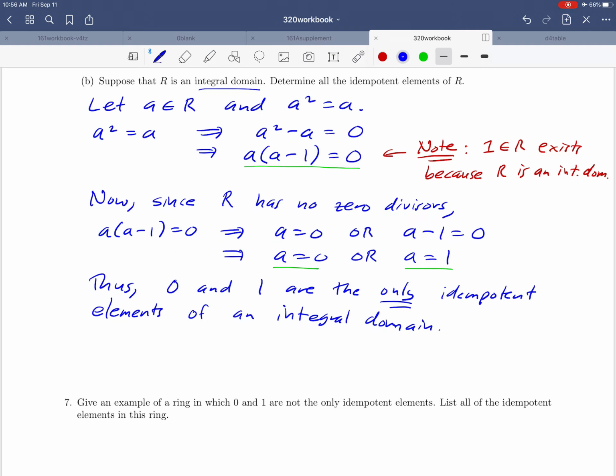So maybe an interesting exercise for you would be to see if you can find a ring that's not an integral domain, and see if you can come up with an example of a ring where you've got more than just 0 or 1 as your idempotent elements. That is possible, but only if the ring that you have is not an integral domain. So you might just try that experiment.